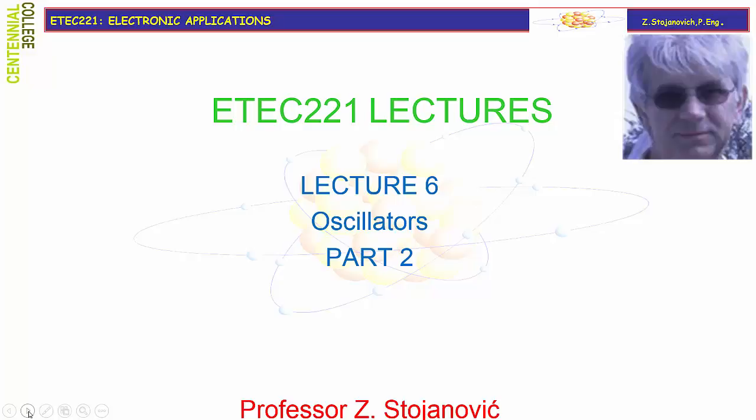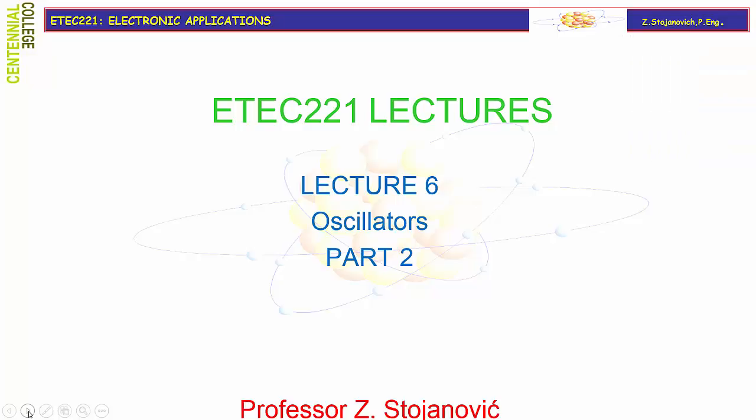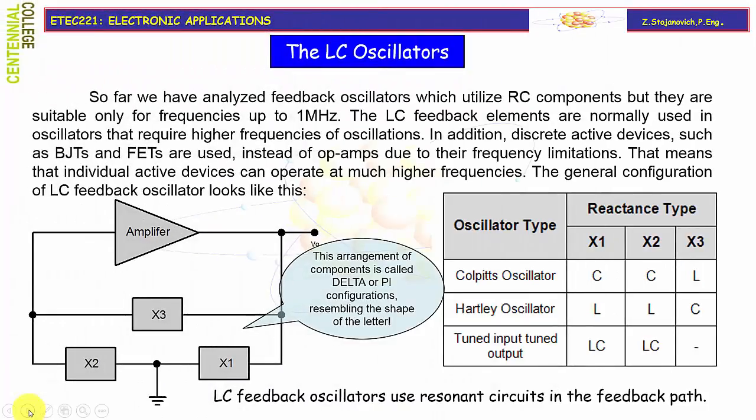Today's lecture is lecture 6, Oscillators Part 2. The LC oscillators. So far we have analyzed feedback oscillators which utilize RC components, but they are suitable only for frequencies up to 1 MHz. The LC feedback elements are normally used in oscillators that require higher frequencies of oscillations.